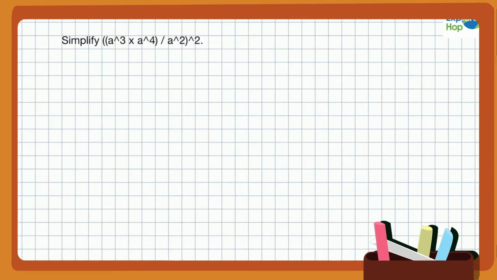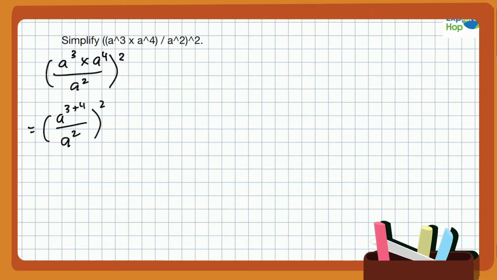Today we're being asked to simplify the expression a to the 3 times a to the 4 divided by a to the 2, squared. And the first step will be to simplify the numerator. a to the 3 times a to the 4 is equal to a to the 3 plus 4, all divided by a squared, all squared, which is equal to a to the 7 divided by a squared, all squared.